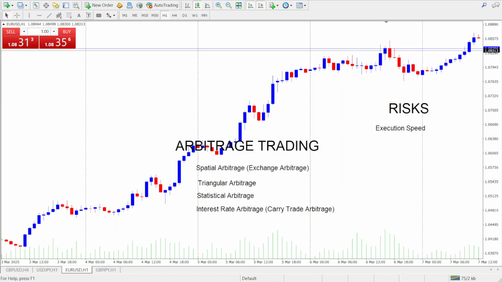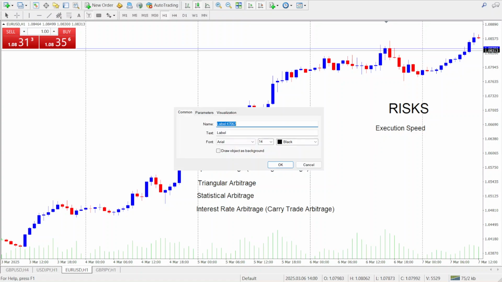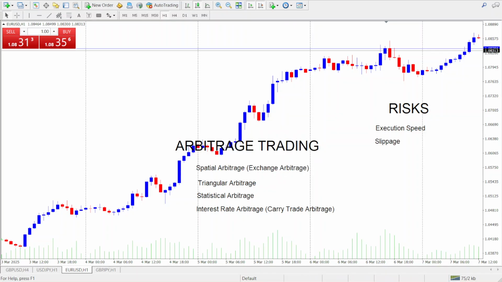The next risk that we have is the risk of slippage. Now, if the market moves before your order is executed, the price difference might vanish, leading to unexpected losses. So always use limit orders when possible.